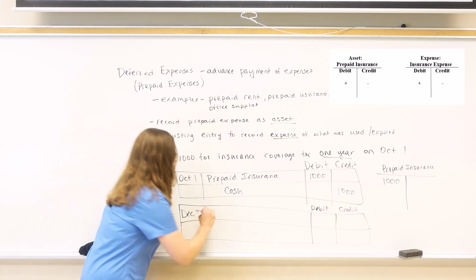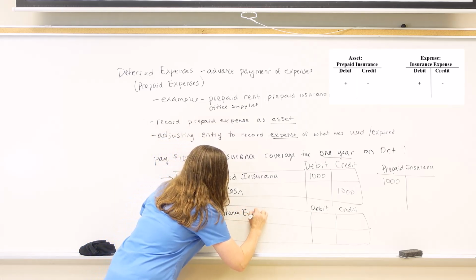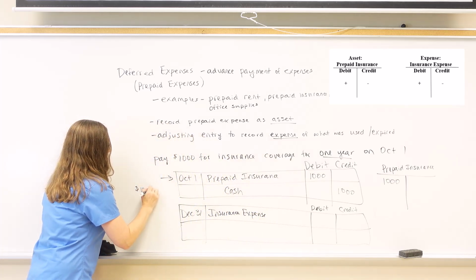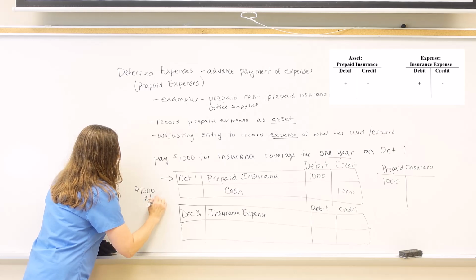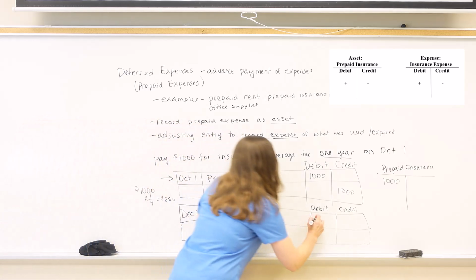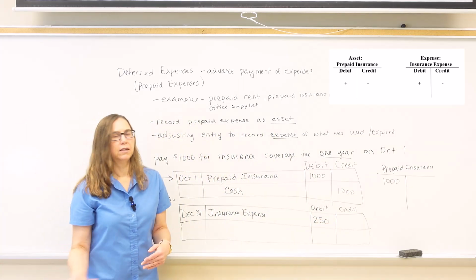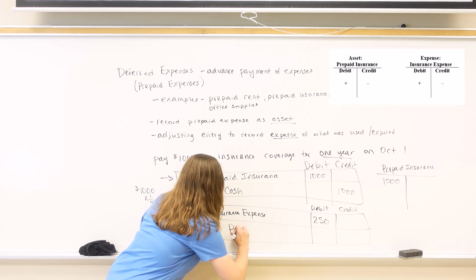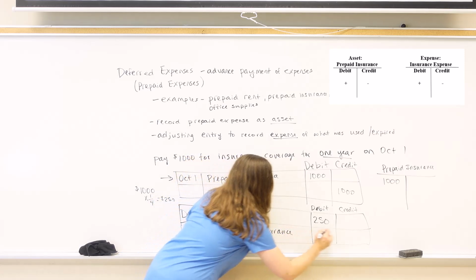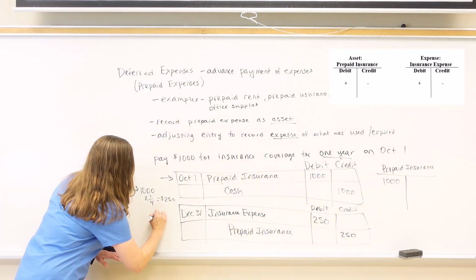So to do that, you would debit insurance expense, and 1/4 of $1,000 is $250. So you would debit insurance expense for $250, and then you want to subtract from prepaid. So your credit would be to prepaid insurance for $250. So this would be your adjusting entry.